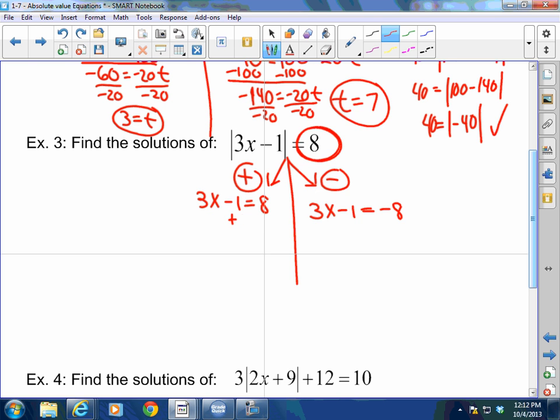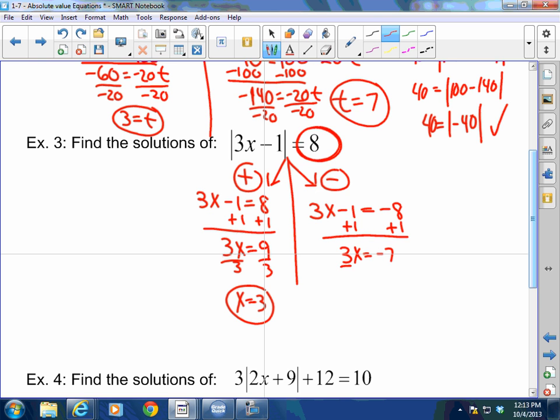Now let's solve. Add 1 to both sides. 3x equals 9. Divide by 3. X equals 3. The negative side, add 1 to both sides. 3x equals negative 7. Divide by 3. X equals negative 7/3. Let's check it.